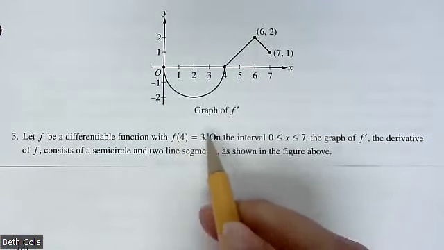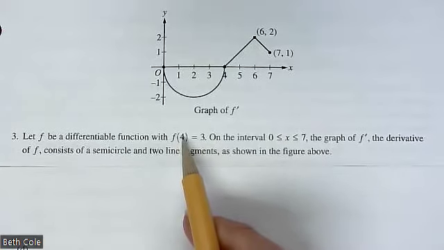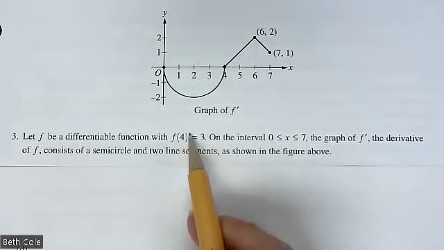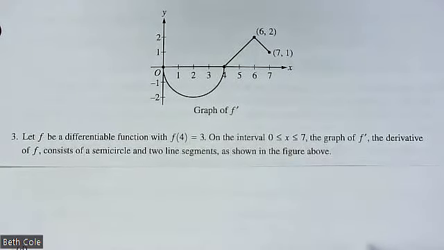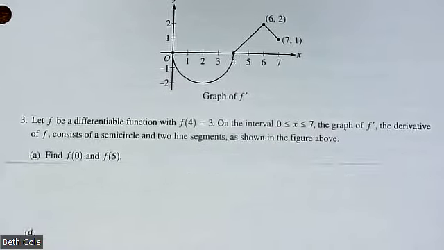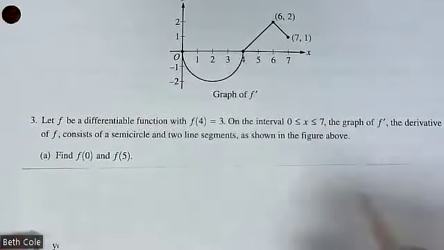Do you see that? F of 4 equals 3. Your accumulation does not start at 0. It starts at 4. So just be careful. It's whatever they tell you. And our interval is from 0 to 7, semicircle and line segments. So we're all good. Find f of 0 and f of 5.